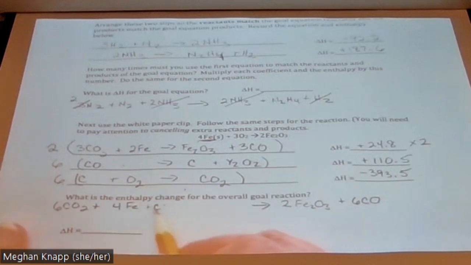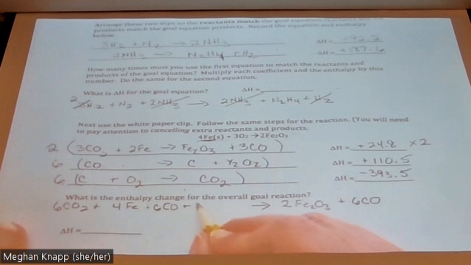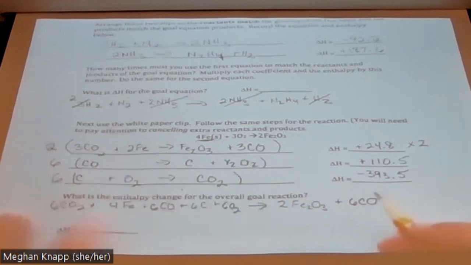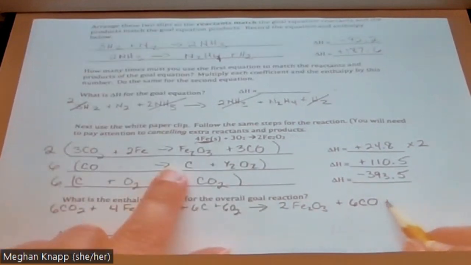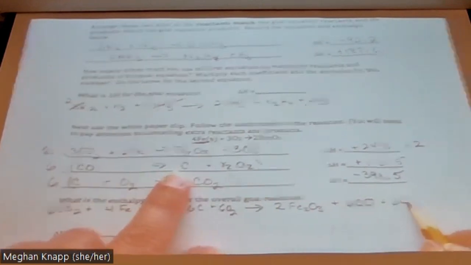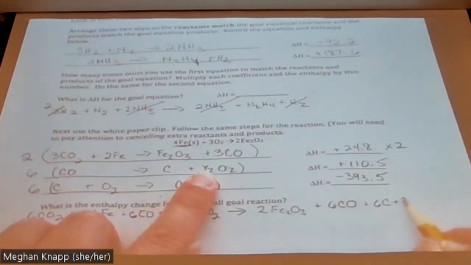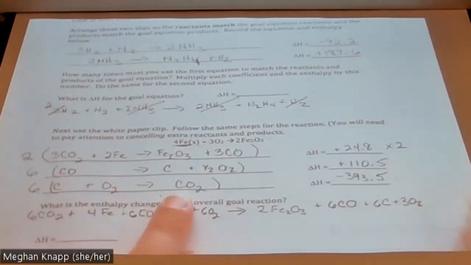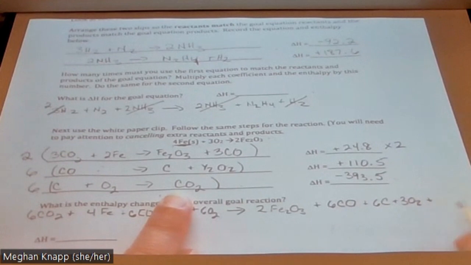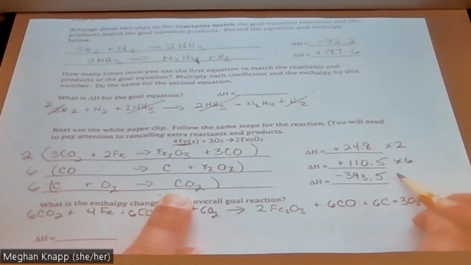So when I do that, I should end up with 6CO, and then 6C, and 6 oxygen, and then for my products, 6C, 3 oxygens, and 6 CO2. Okay, but I have to remember to multiply the energies as well.